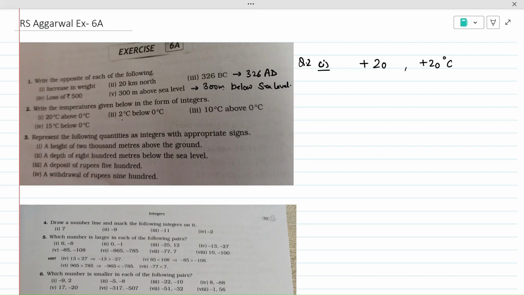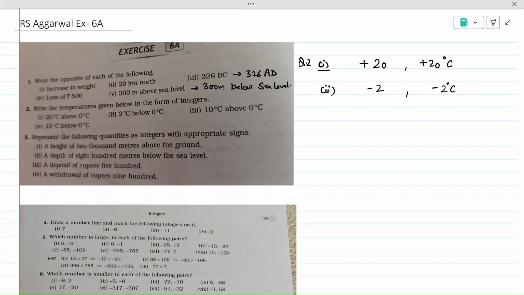Okay. Next, we have 2 degrees Celsius below 0 degrees Celsius. So it is below 0. Below 0 means we are talking about negative integers. Means we'll have minus 2 here. So this is minus 2 as an integer and minus 2 degrees Celsius as the temperature.